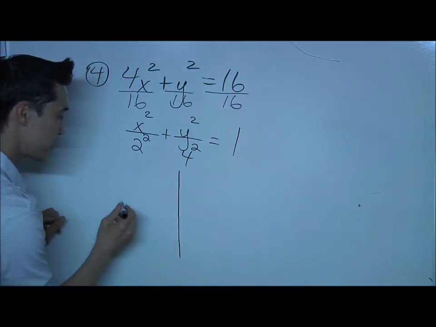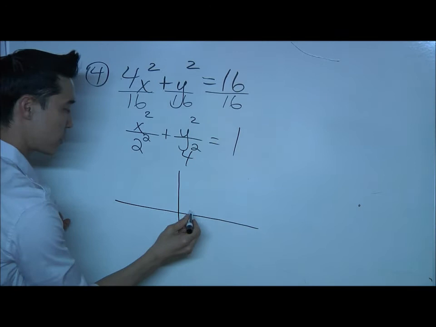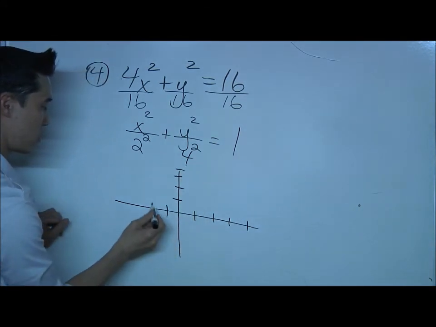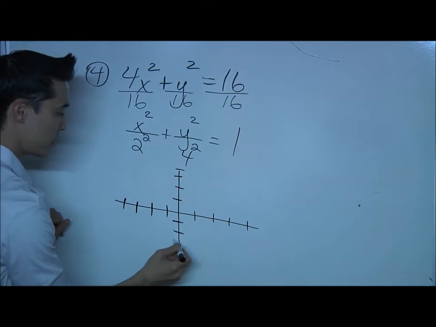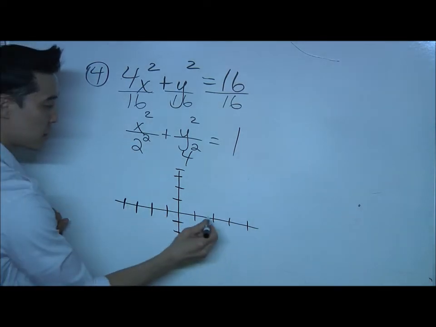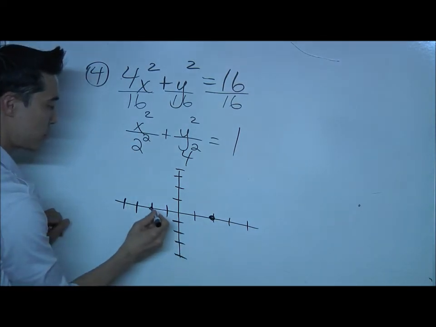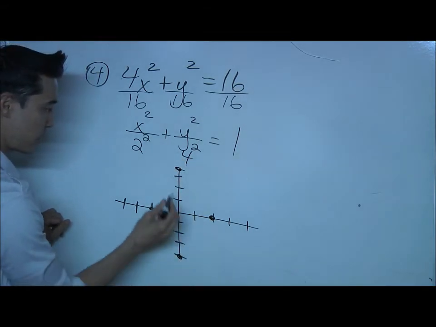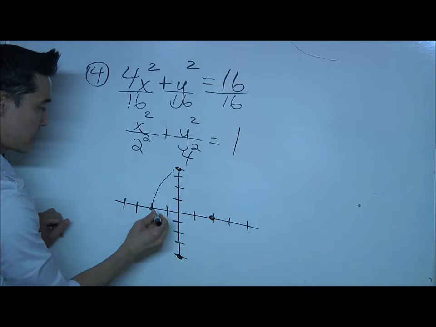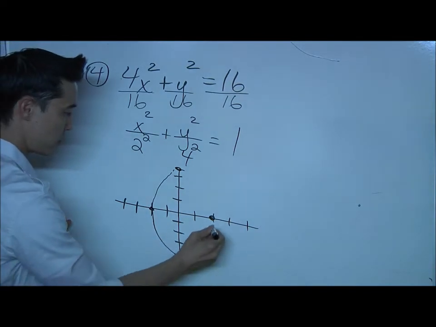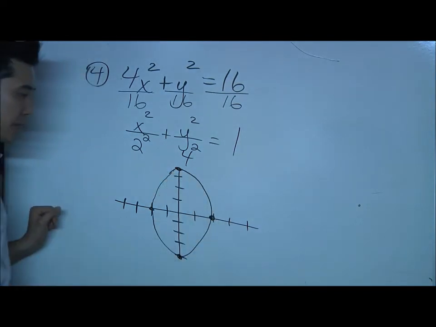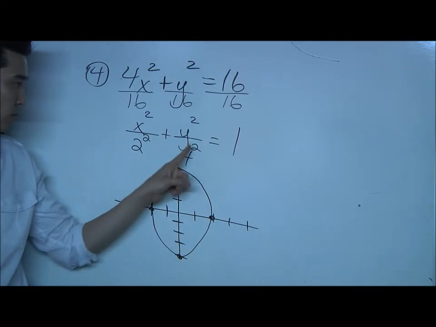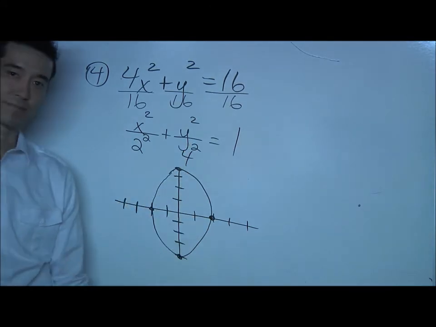Okay? So this should be really easy to draw. This is an ellipse. I need to go out a little bit on each side. The x value distance, I'm going to go out 2 and 2. The y value distance, I'm going to go out 4 and 4. And then you just want to fill in your little ovally football-shaped looking ellipse. Okay? x squared over 2 squared plus y squared over 4 squared equals 1. And that's it.